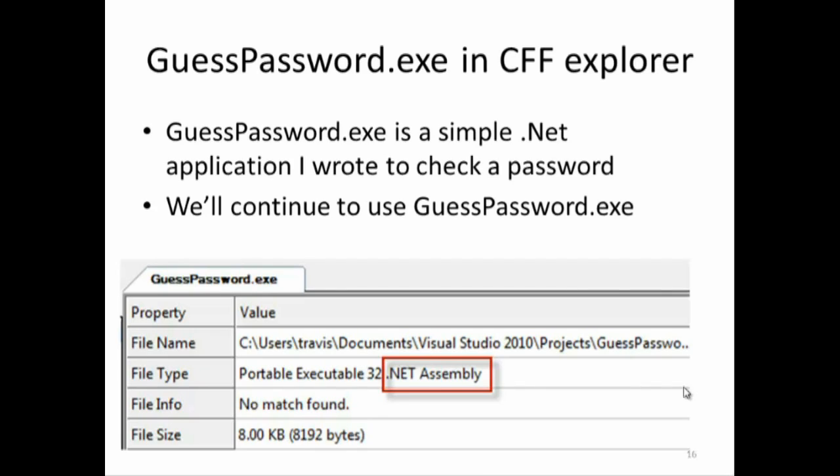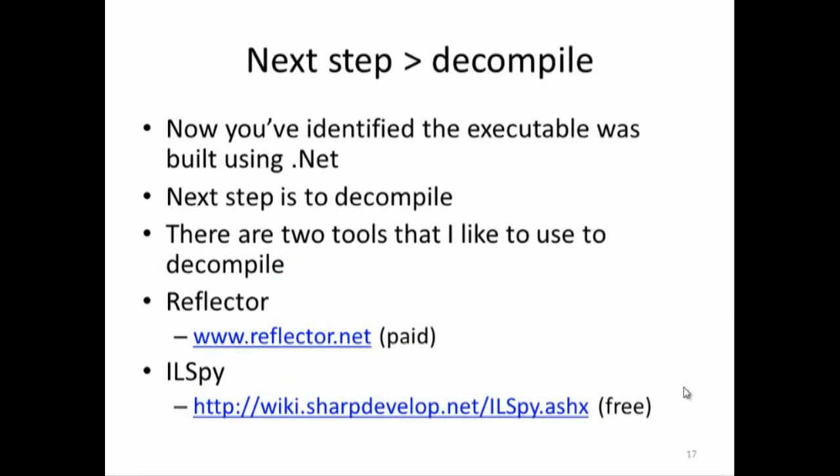But here I did the same thing for Guess Password. I did a right click, and in CFF Explorer, here you see it says it is a Portable Executable 32, but it's a .NET assembly. So right off the bat, we know, all right, it's .NET. So now we can use our reversing .NET tools to progress forward. So now the next step is to decompile.